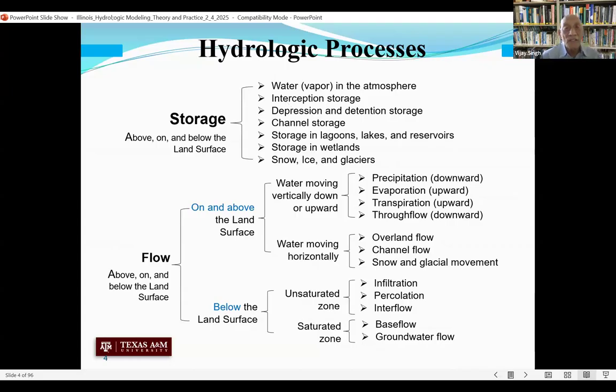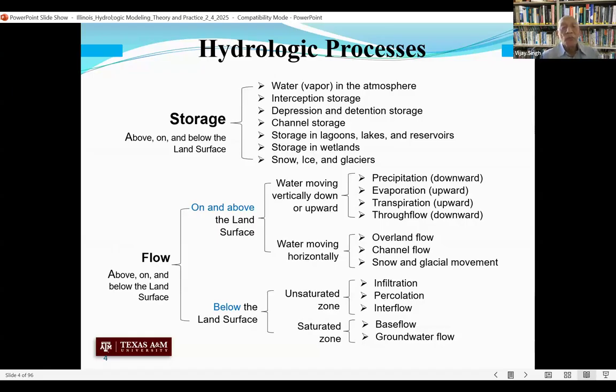So essentially, the hydrologic processes can be classified into two: the storage processes and flow processes. The storage occurs essentially either over the ground or below the ground, but it occurs in the atmosphere, and that occurs as interception storage, depression, detention storage, channel storage, storage in lagoons, lakes, reservoirs, wetlands. Water is also stored as snow, ice, and glaciers.